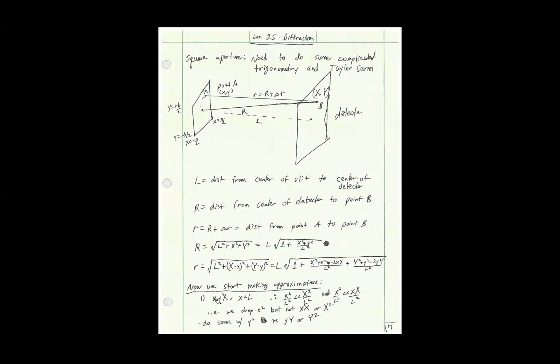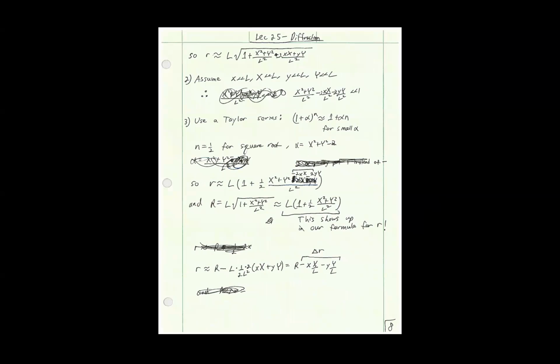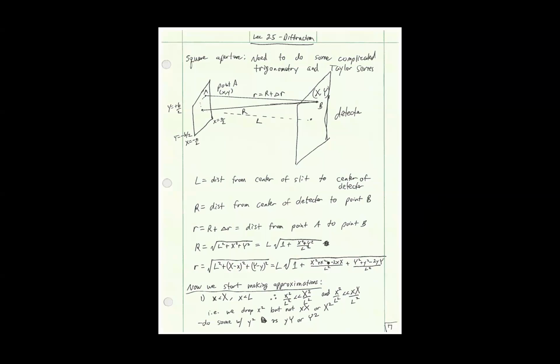And then we start making approximations. We assume that little x is much less than big X and much less than L. So we don't necessarily want to drop little x entirely. If we drop little x entirely, then we won't have it anywhere in the calculation. But we want to only keep the largest terms that involve little x.